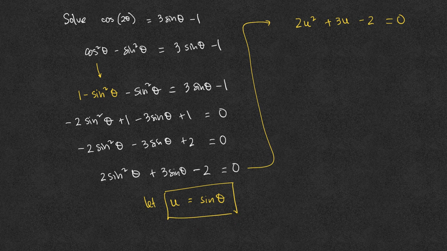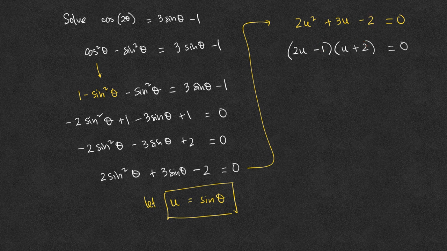To solve the quadratic equation, we either use the quadratic formula or factoring. Factoring is usually a preferred method if possible. We factor this quadratic as 2u minus 1 times u plus 2. We still need to double check this. 2u times u is 2u squared. 2u times 2 is 4u. 4u minus 1u is 3u. And negative 1 times 2 is negative 2.